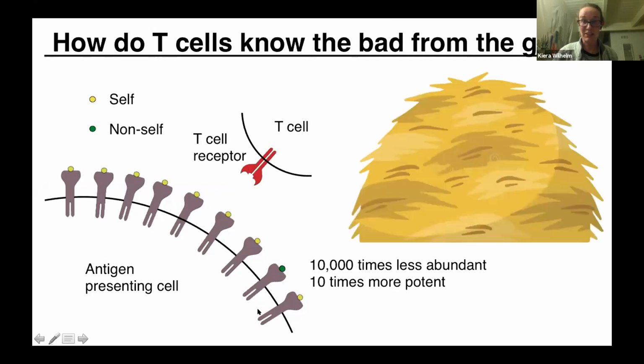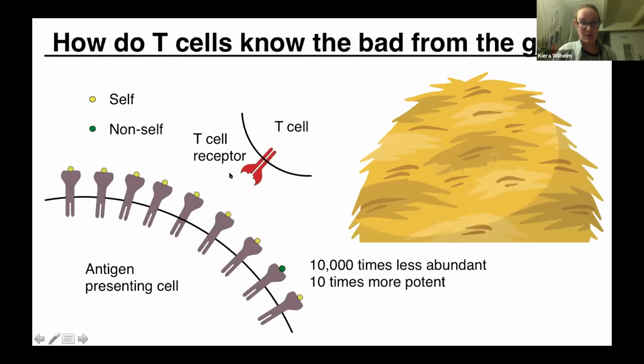And so this is sort of like looking for a needle in a haystack. There's just so much hay that even though we know that a needle looks different than the hay, it takes a lot of searching and a lot of time to find that needle. And so we want to know, how does this T cell process all of these inputs, and what signals does it require in order for the T cell receptor to say, yes, that one is bad, T cell, I want you to activate.